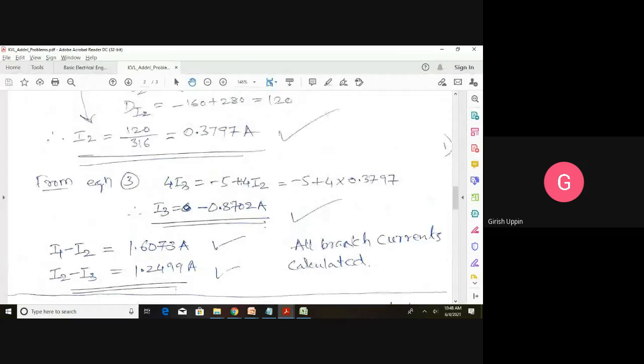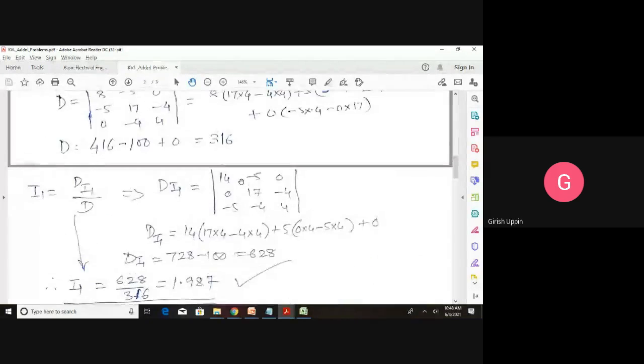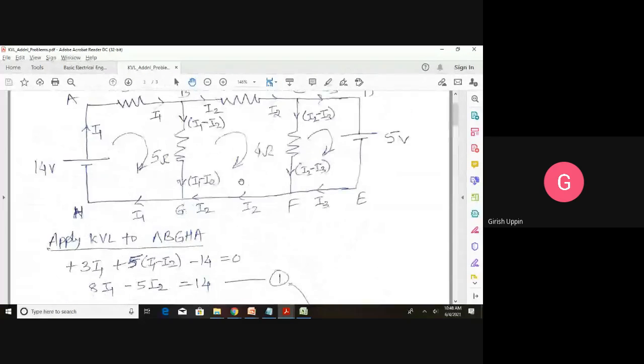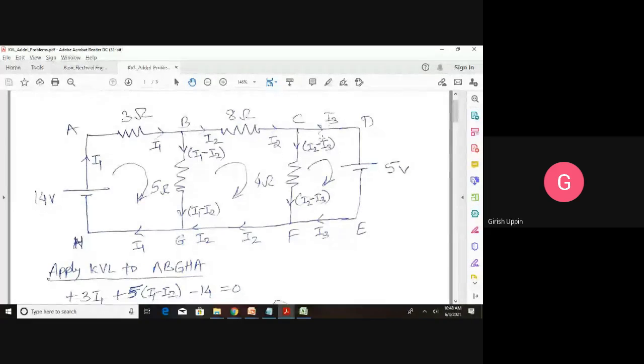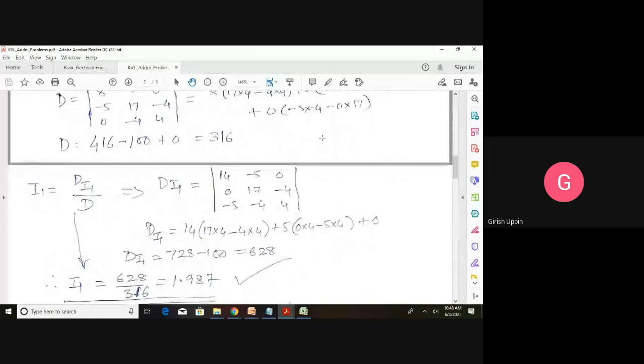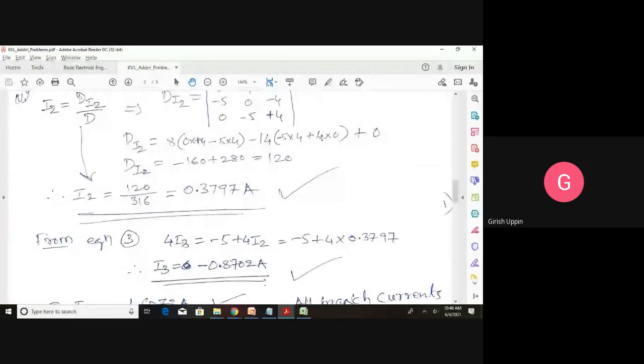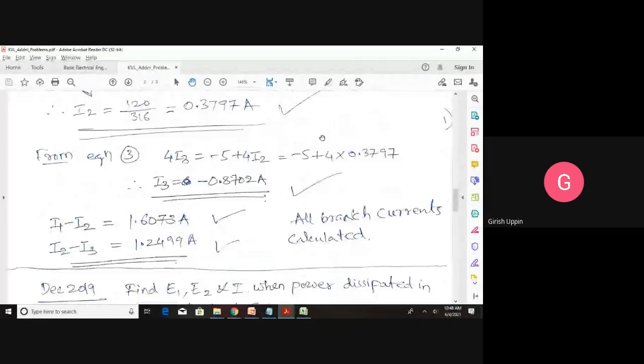So what is the meaning of that? Minus means, go back to the circuit. We are thinking the current is flowing like this. Instead, current is flowing like this. So the correct direction of the current is this way. And the magnitude of that current is whatever we got here. My magnitude of the current is 0.8702 amperes. And the other 2 branch currents we have to find, right?